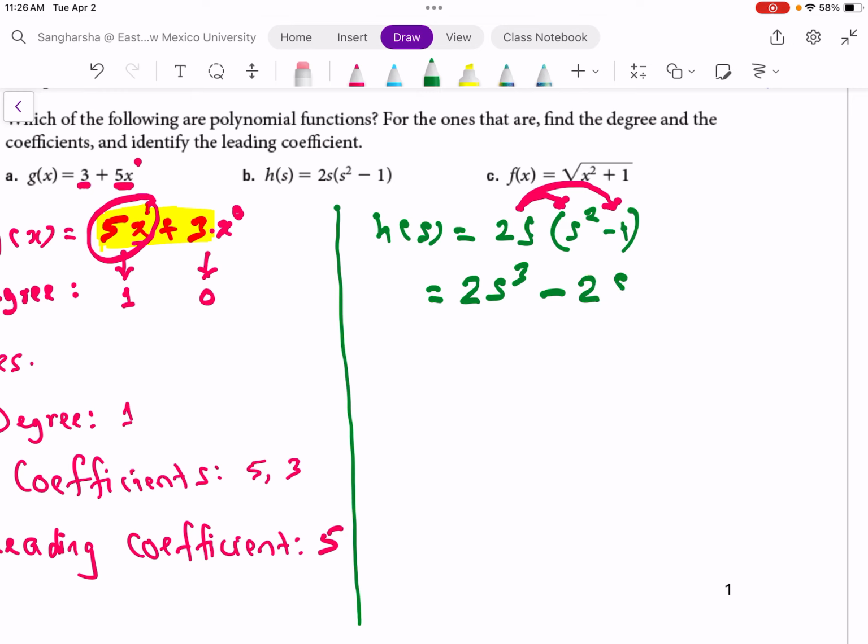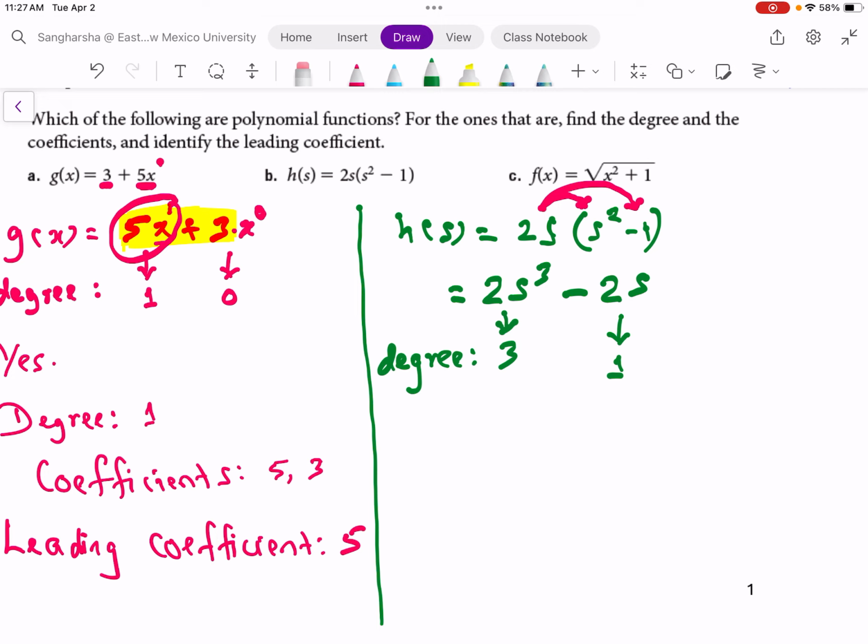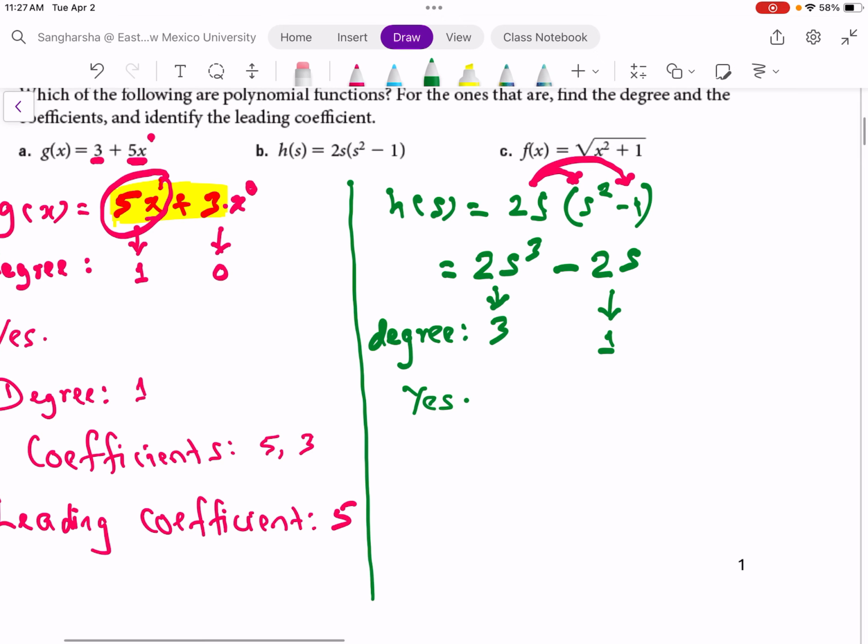Okay, let's write the degree of each term. What is the degree of the first term? 3. What is the degree of the second term? 1. Now, is this a polynomial or not? Yes, this is a polynomial. What is the degree of this function? 3 is the degree. What are the coefficients?